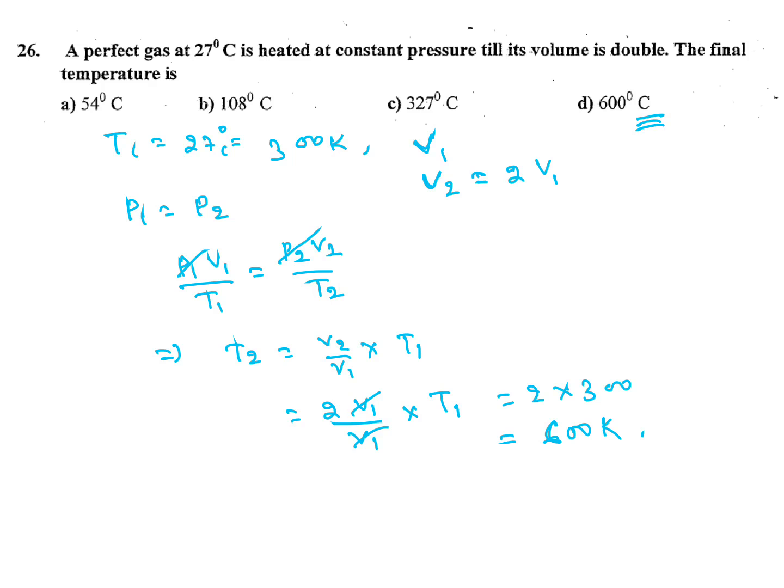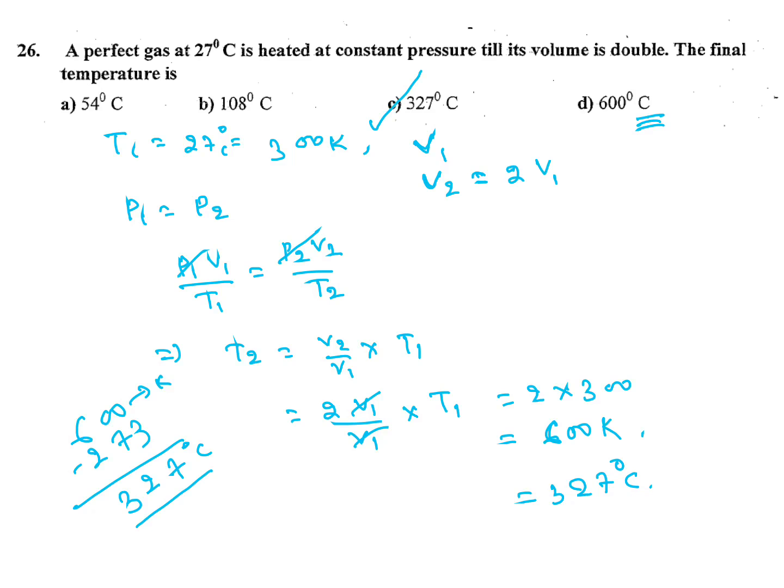Then 600 minus 273, so you will get 327 in degrees Celsius. That was in Kelvin. So 327 degrees Celsius, C is our answer. Be careful about the unit.